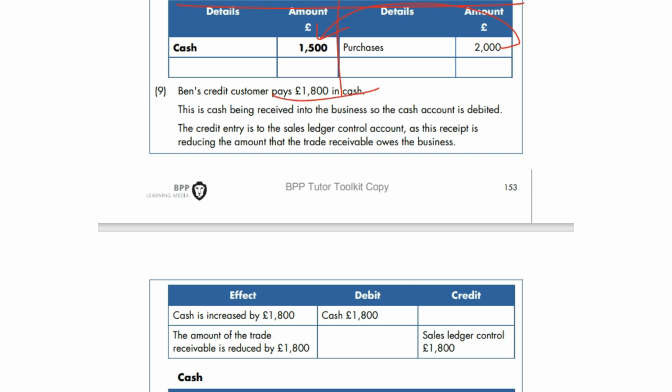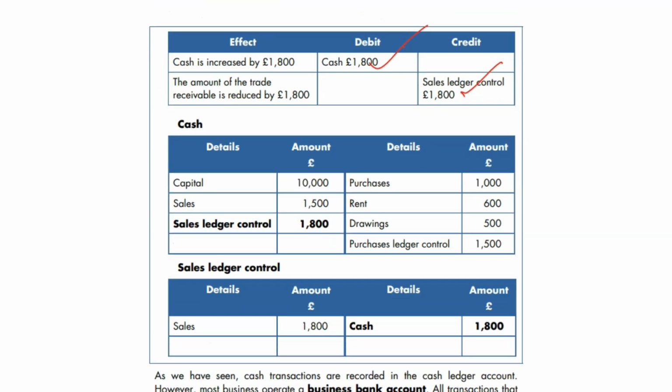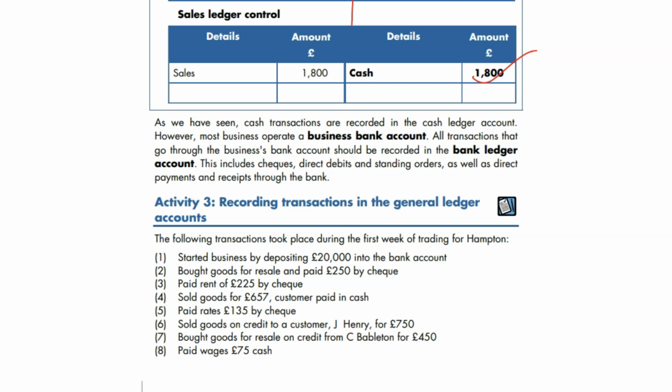Ben's credit customer pays cash, so cash going up, cash is debit, and SLCA, the customer's owing going down, isn't it? Yeah, that's why SLCA credit. Both of the accounts are opened. We don't need to open them. In the old one, we can do a cash debit and SLCA credit. Well, let's go over this activity 3. Let's do it together, and then I'm going to end this video.